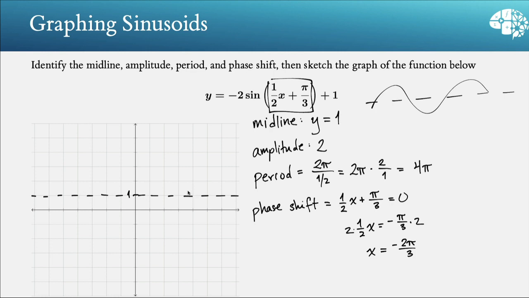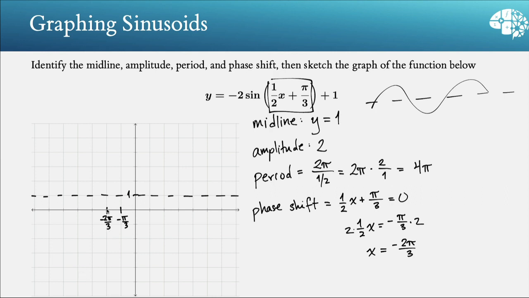The next thing we're going to do is go to the phase shift. The phase shift is negative 2 pi over 3. So somewhere on my x-axis, I need to have a 2 pi over 3. Just to keep it simple, I'm going to let each of these grid units be pi over 3. So this will be negative pi over 3. This would be negative 2 pi over 3.